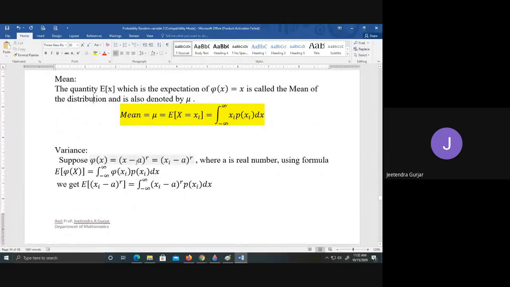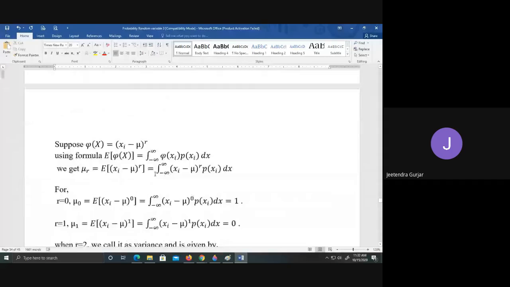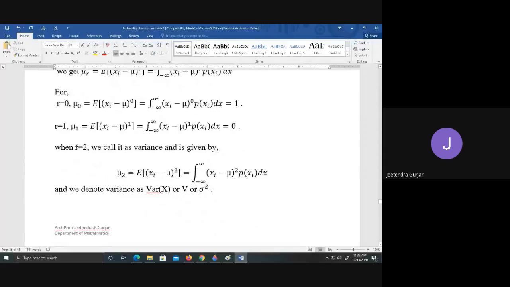And variance, as you already know, we change the expectation in the general form, we call r equal to 2. If we take r equal to 2, we get the variance as mu2 is equal to e of xi minus mu the whole square, which is the integration minus infinity to infinity of xi minus mu the whole square p of xi dx. You have to remember this, students. I am going to ask in between, what is mean, what is variance? We are going to denote variance by v, but here you have to remember we denote variance by sigma square. This is our sigma square.